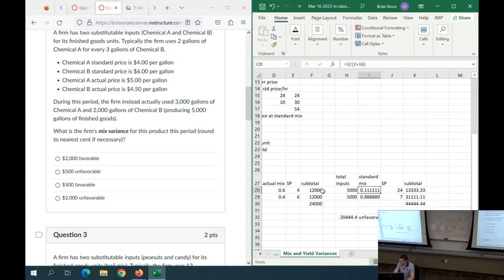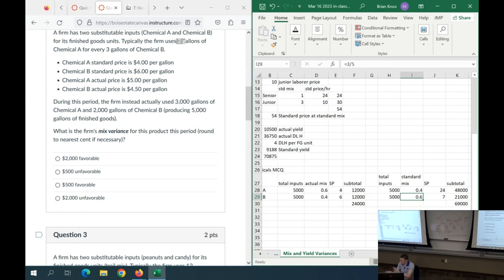At standard mix, though, we use 2 out of 5, 2 divided by 5, 40% chemical A, and 3 out of 5, 60% chemical B. Okay? So we've literally just swapped around the two items in the mixture, flipped them. Standard mix here, 0.4 and 0.6. Actual mix, 0.6 and 0.4. All right, copy over standard price here. Make sure we're doing standard price correctly on both sides. And this should be the right answer. And we already said this is favorable.